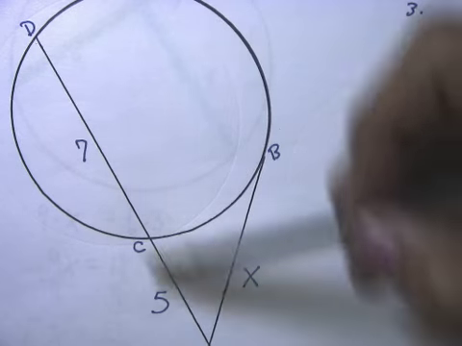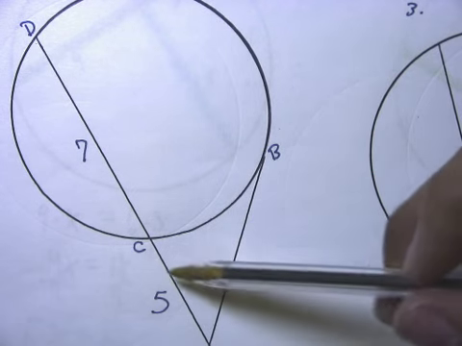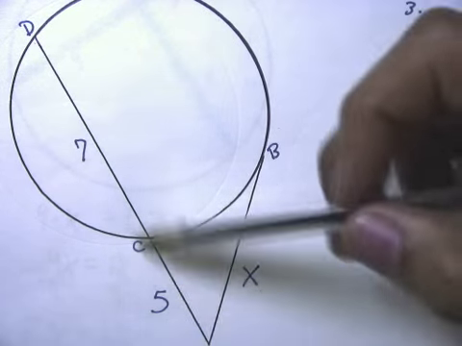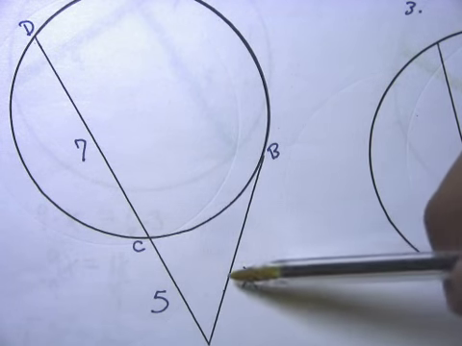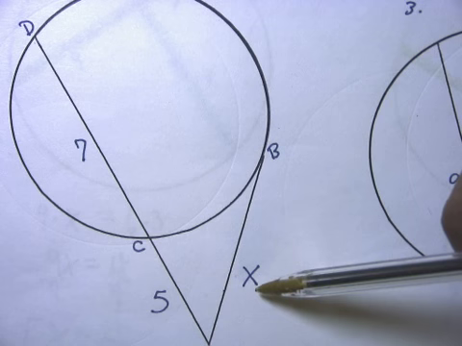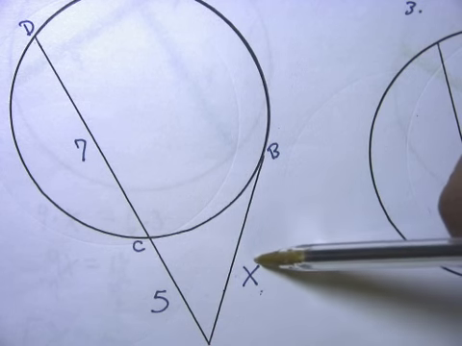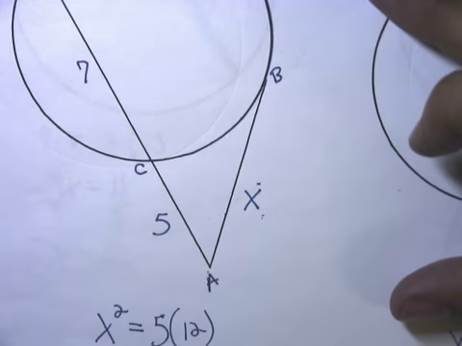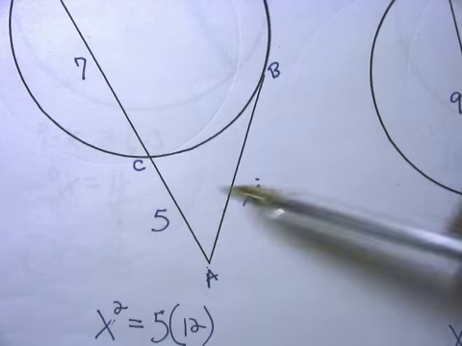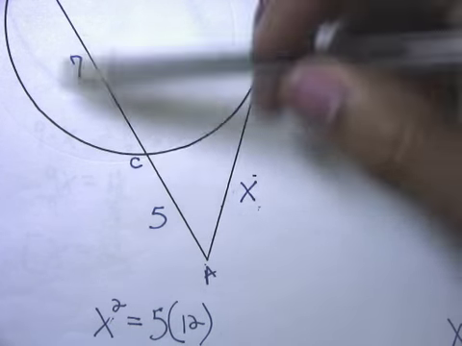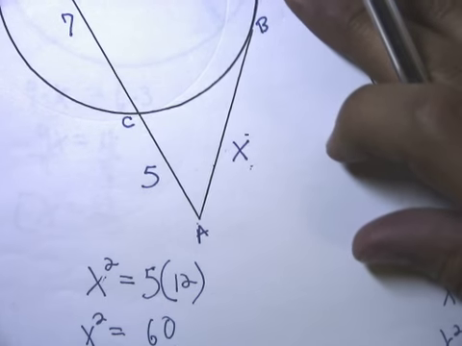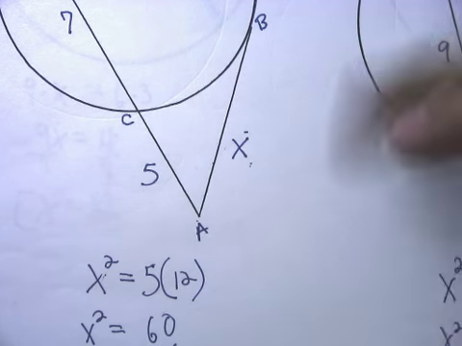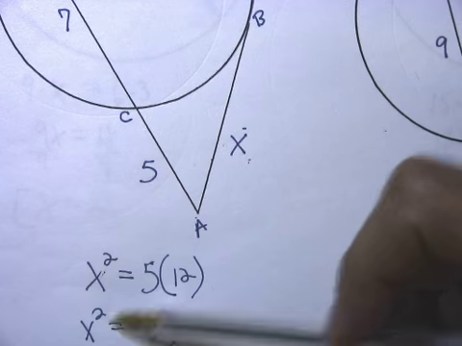Here, again, I have a tangent line. I have a secant line. I know that the secant line is going to be 5 times the whole thing, which is 12. We treat that the normal way. But here I have a tangent line and nothing to multiply it with. So how do I compensate for that? I square it. So x squared is going to be equal to 5 times the whole thing, which is 12. 5 times 12. So x squared is equal to 5 times 12, which is 60.